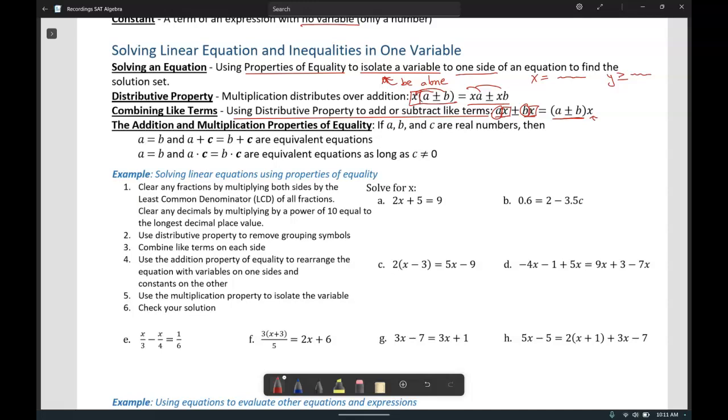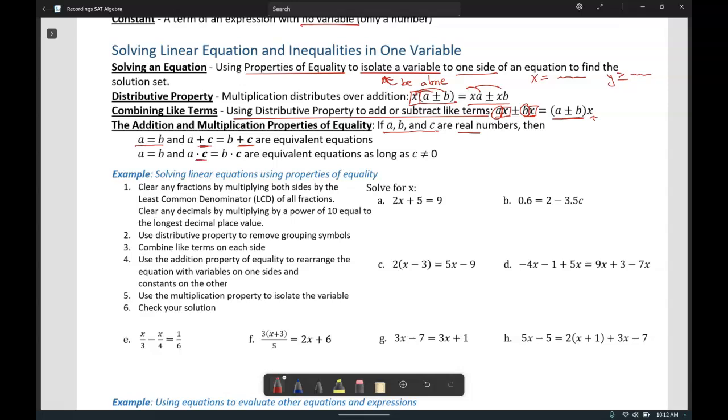Our properties of equality are the addition and multiplication properties of equality. Given that all the numbers we're dealing with are real, if I start with two equivalent expressions and add something new or subtract something new to one side of the equation, if I do the same thing on the other side, they remain equivalent expressions.